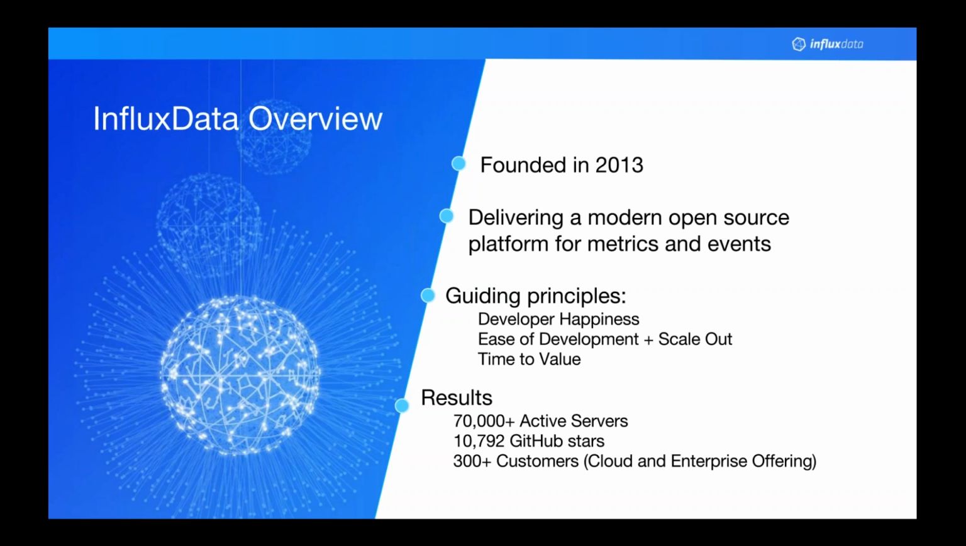At the moment we have 70,000 active servers that are using InfluxDB, more than 10,000 GitHub stars, and 300 customers in cloud and enterprise, because we are offering two kinds of solution. One is the cloud one, where we have an application and you can ask it to provide full clusters, or we can give you an enterprise binary with a license and all the things like that, and you can manage it by yourself.